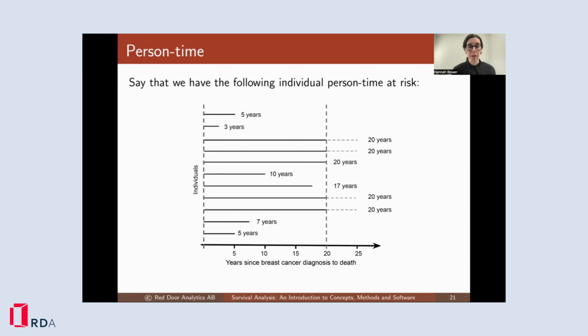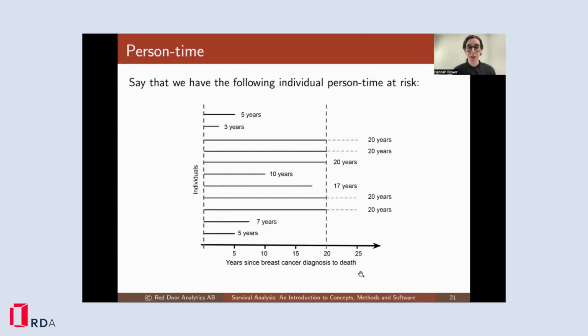So if we go back to our example where we followed these individuals across the time since breast cancer diagnosis, here we've added the years to the figure. And we say that our study period is only lasting for 20 years. So you can see here that we have another dashed line at 20 years to say that that's the end of our study period.